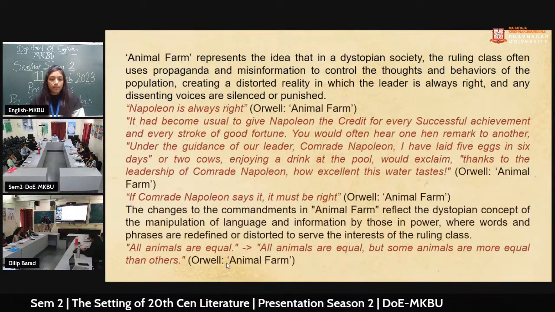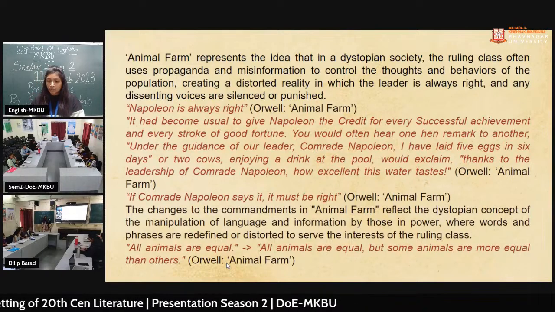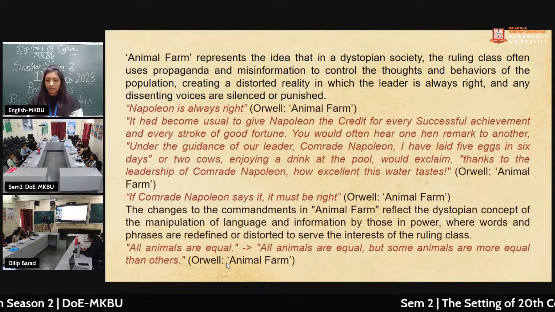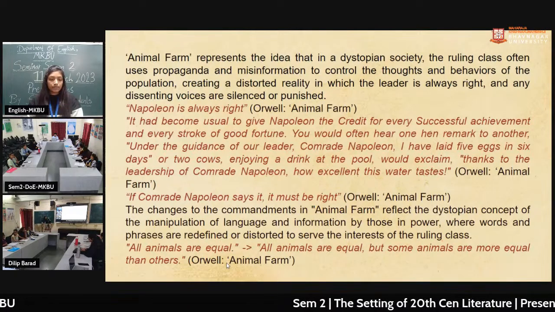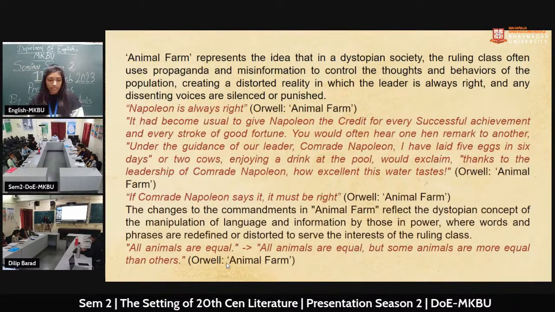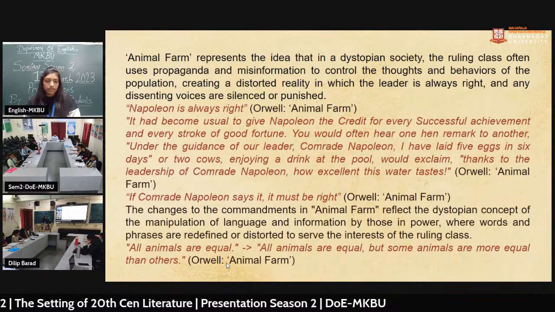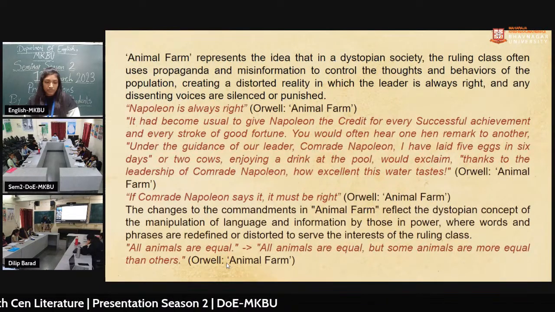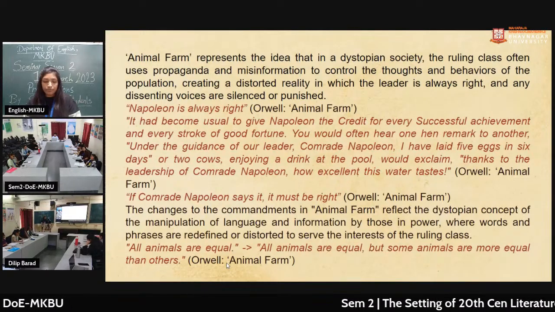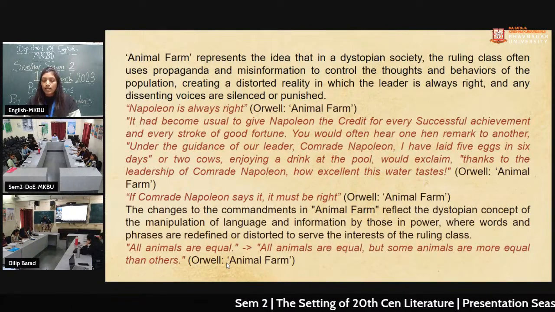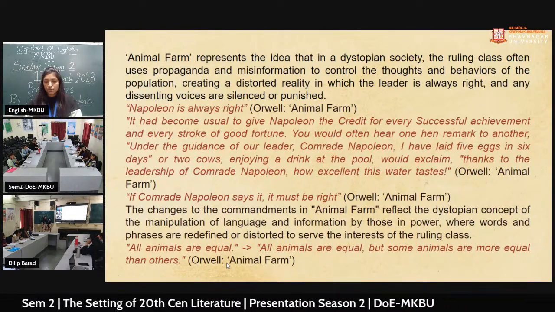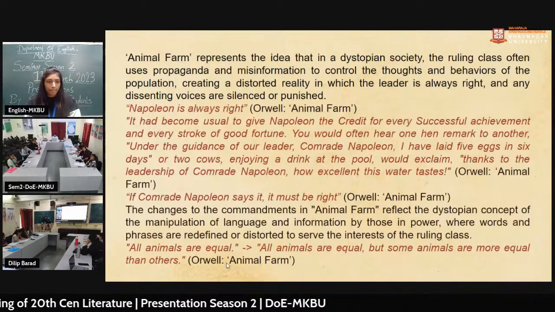The changes to the commandment in Animal Farm reflect the dystopian concept of the manipulation of language and information by those in power, where words and phrases are redefined or distorted to serve the interest of the ruling class. There we find the commandment changing. First, there is all animals are equal, and after the rule of Napoleon, there is all animals are equal, but some animals are more equal than others. It shows the manipulation of language and information by leaders.